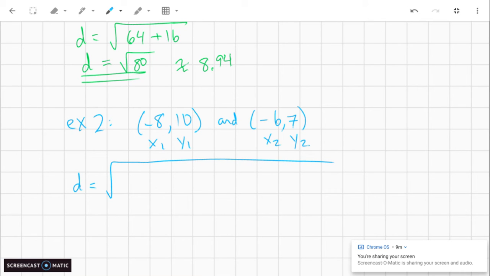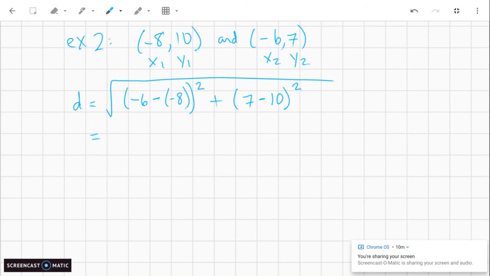So x2 is negative 6 minus x1, which is negative 8. So I'm going to put this in parentheses so I don't lose my negative. Close that big parentheses, and that's all squared. So that squaring is going to make it be a positive number. No matter what's inside here, when I square it, it will become positive. Plus, and then y2 is 7 minus y1 is 10. And then I square that. And so now it's just a simplification game.